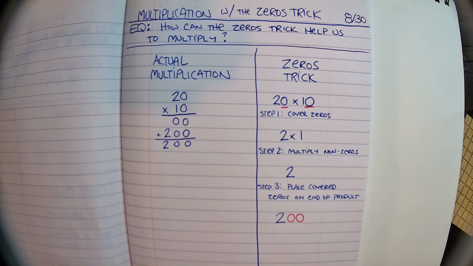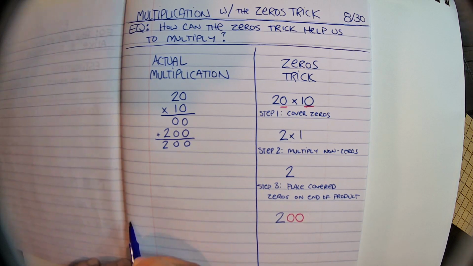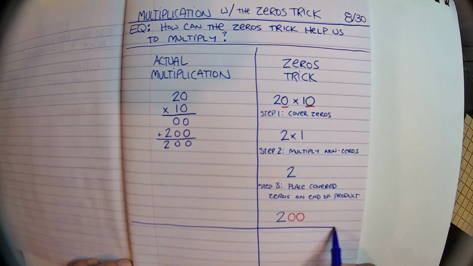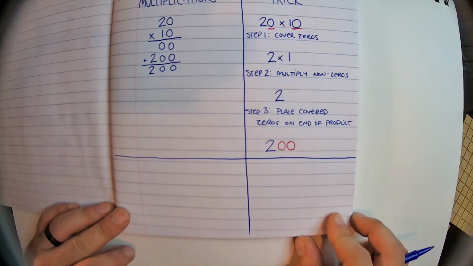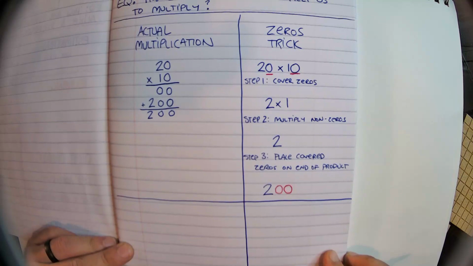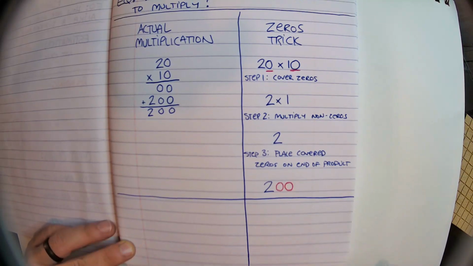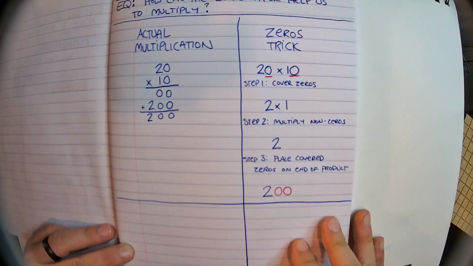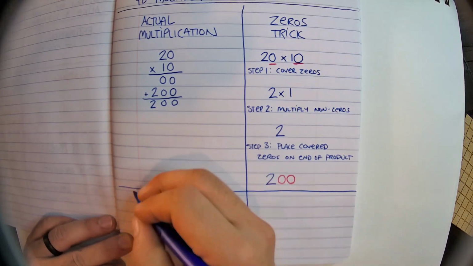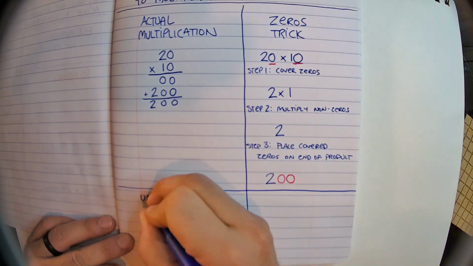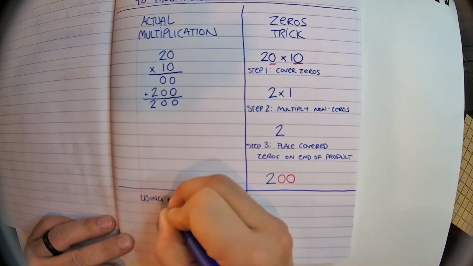Now, one of the reasons why I think that this is so important is because sometimes we can use it for estimation, right? Let's say we want to check to see if a problem is reasonable, okay? One of the ways that we can check to see if a problem is reasonable is using estimation.